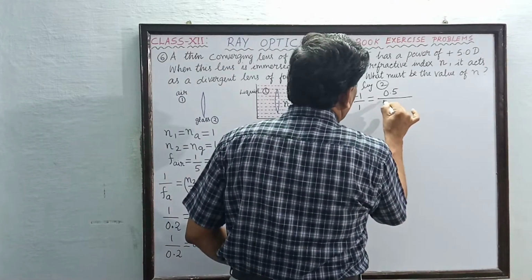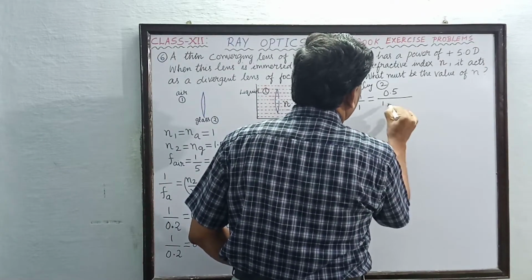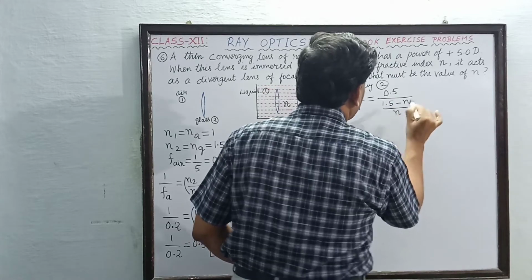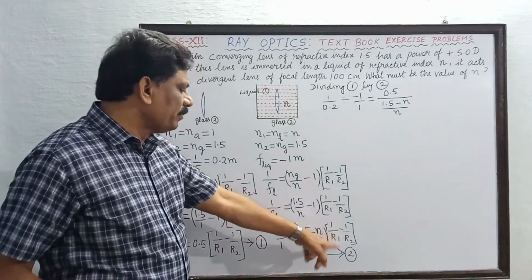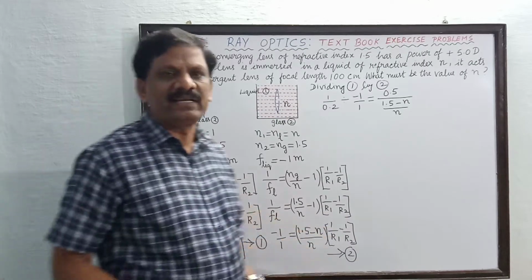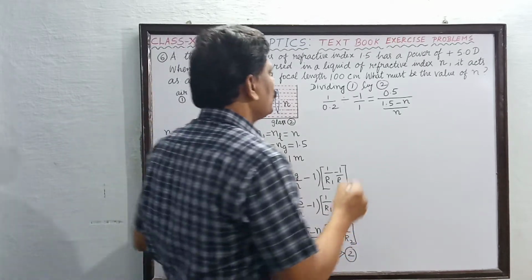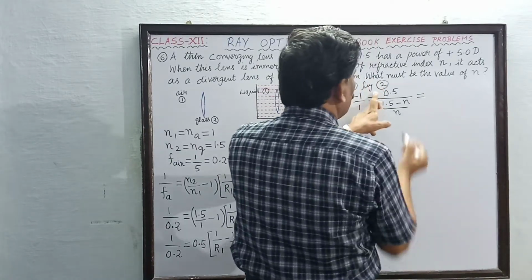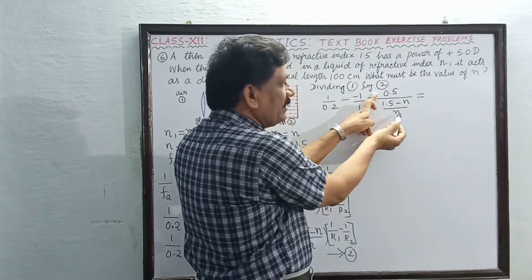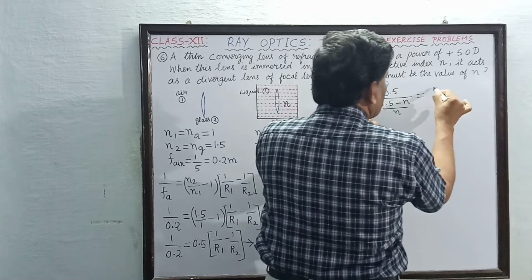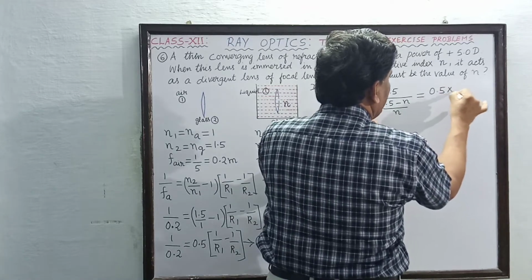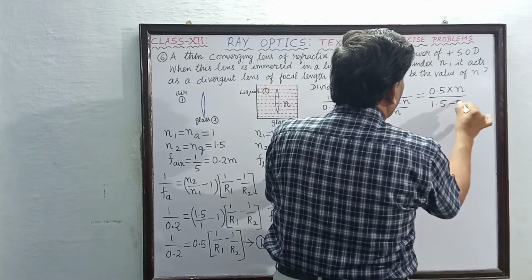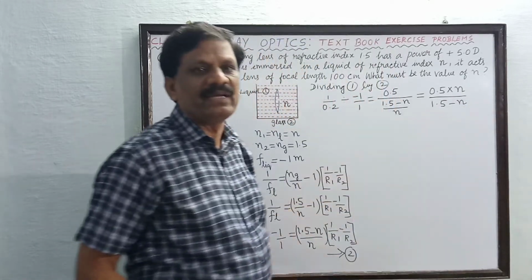So this is 1.5 minus n divided by n. Now these two, 1 by R1 minus 1 by R2, common factor gets cancelled. So the right hand side is now equal to 0.5, and this n is going to the denominator. So this is 0.5 into n divided by 1.5 minus n. This is the right hand side.